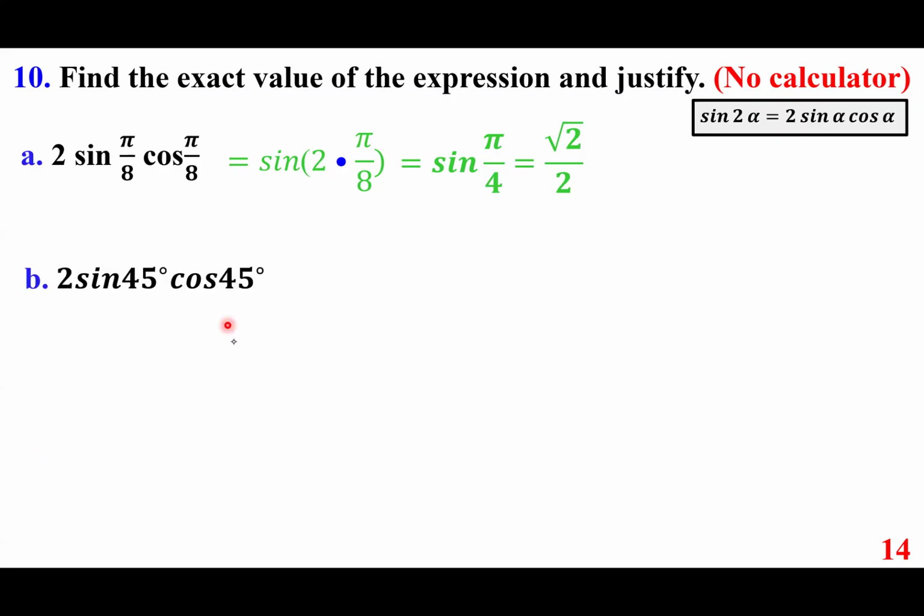This one, we know sine and cosine. You can replace each one with square root of 2 over 2, this one and this one. But again, if you go with the sine of double angle, sine of 2 times 45 or sine of 90, which is 1, it's easier and faster.